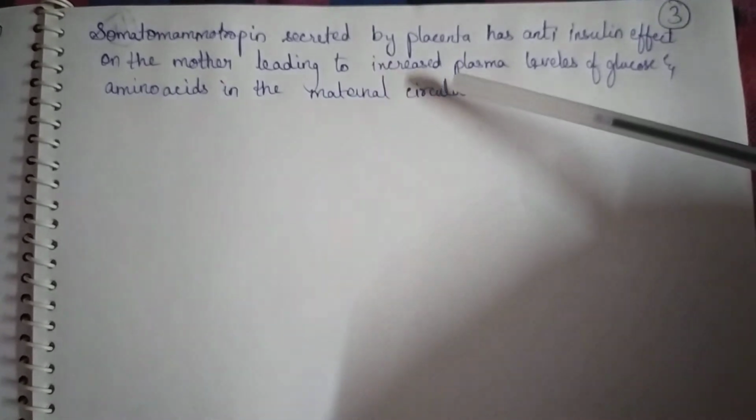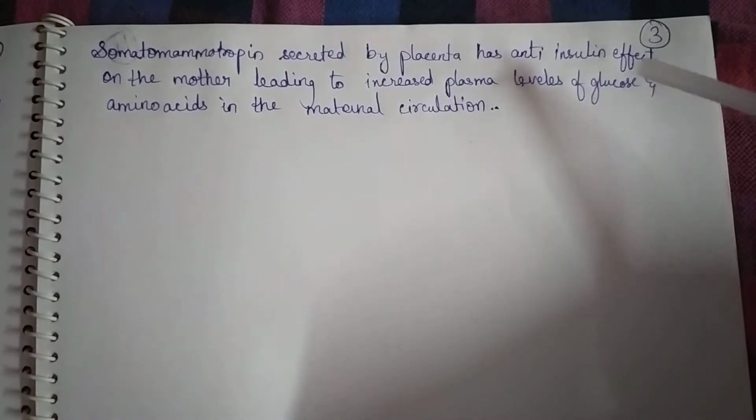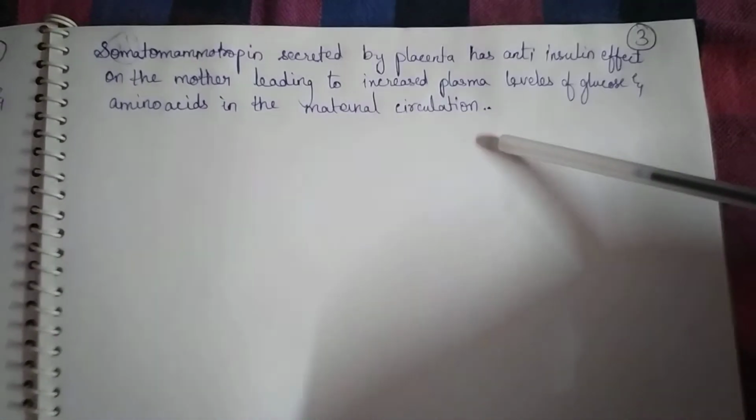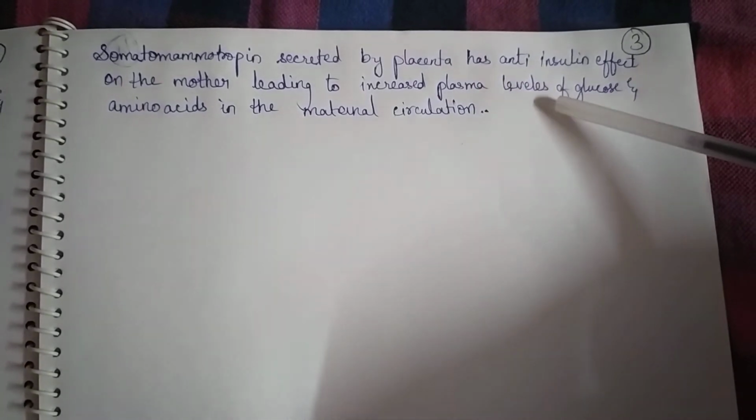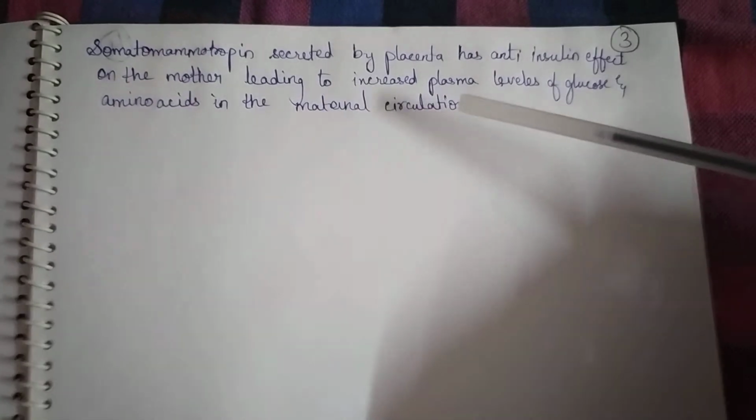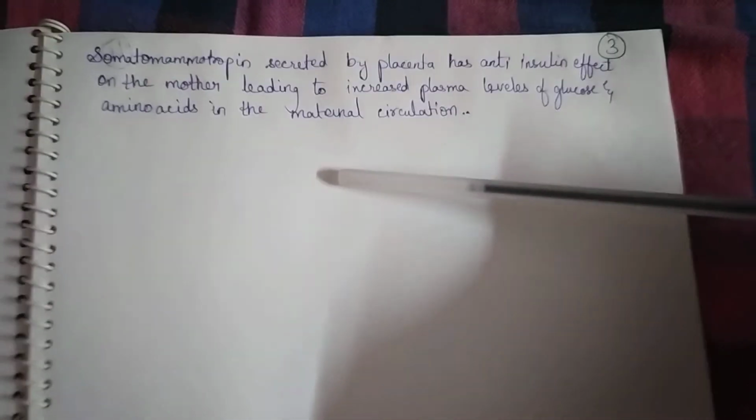Somatomammotropin secreted by the placenta has an anti-insulin effect on the mother, leading to increased plasma levels of glucose and amino acids in the maternal circulation.